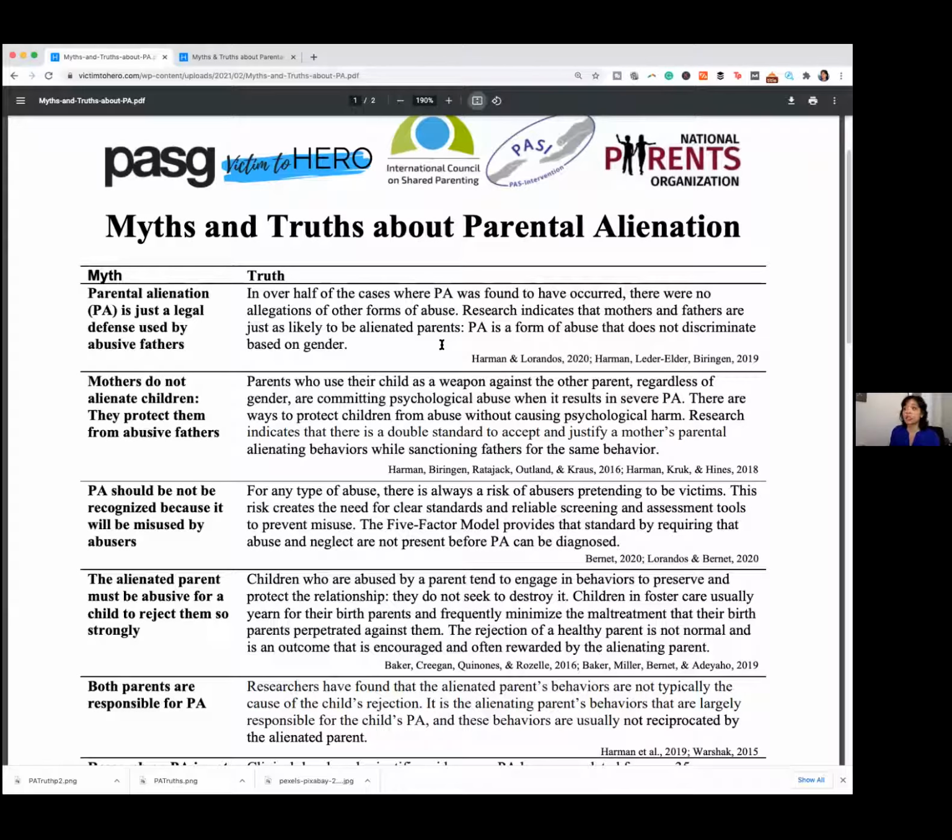Research indicates that there is a double standard to accept and justify mothers' parental alienating behaviors while sanctioning fathers for the same behavior. So they actually found that because of this myth, there's a double standard out there. If a mother claims that a father is alienating the children against her, then the courts tend to accept that faster and easier than if a father claims that a mother is alienating the children against him, and that's a problem.